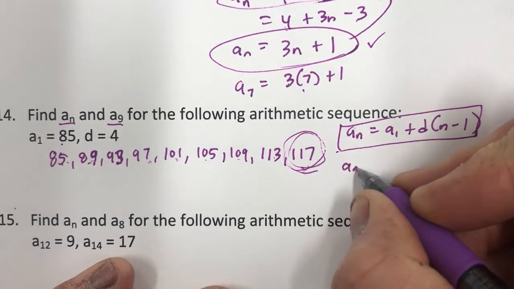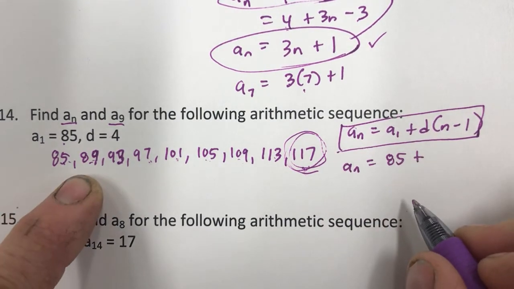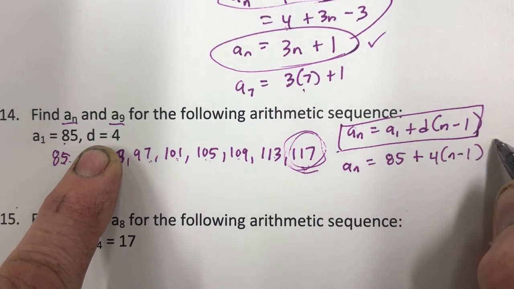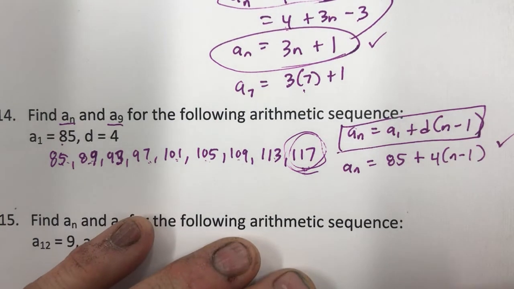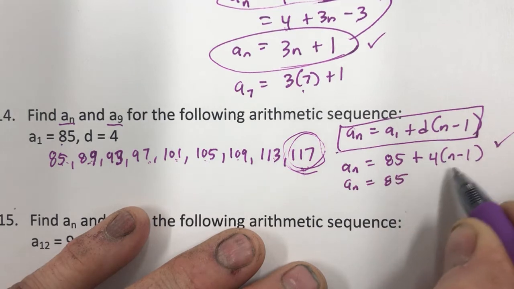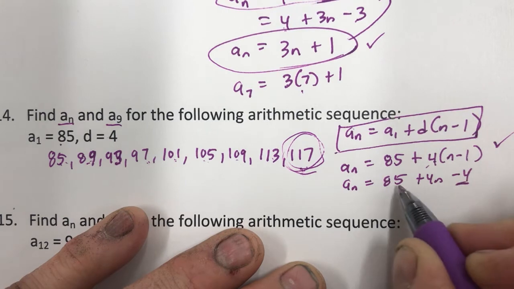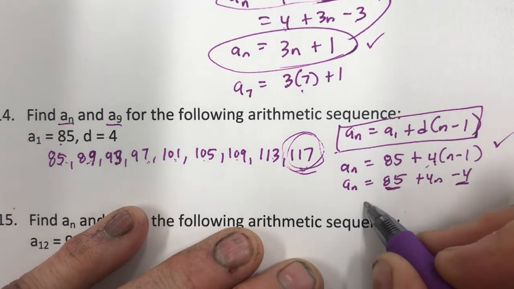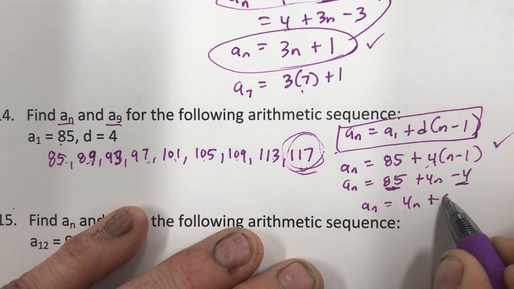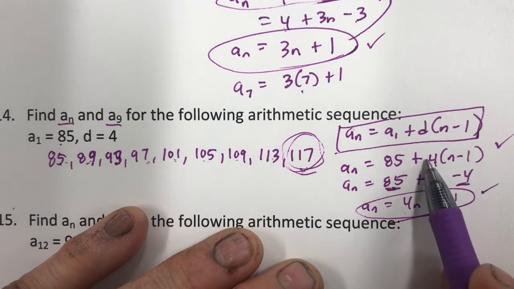So this means a sub n is going to be the first term, which is 85, plus my d, which is going up 4. See, there's d, 4, times n minus 1. Now that might be the answer they want right there. But usually, what I've seen, they want you to distribute this. So 4 times n is 4n, 4 times -1 is -4, and then these two are like terms. So it's going to be a sub n equals 4n, and 85 minus 4 will be 81. So I think this is what the answer needs to be, but it may be that way.